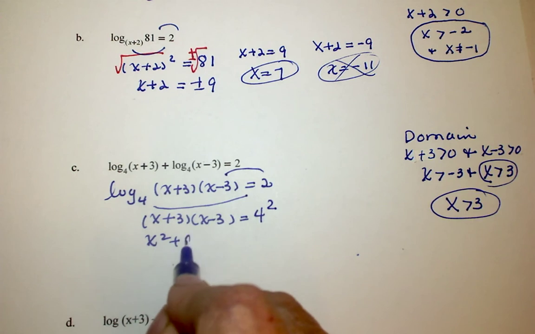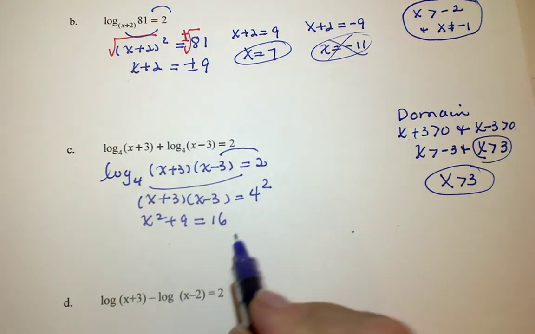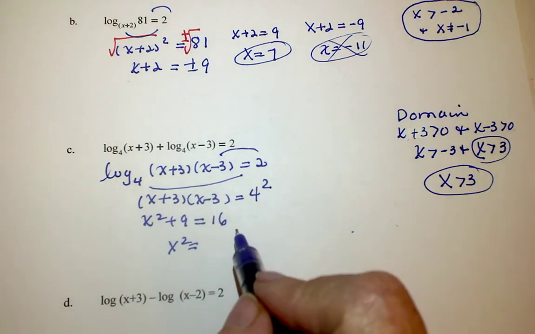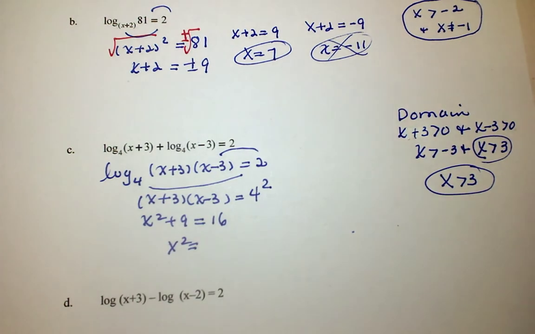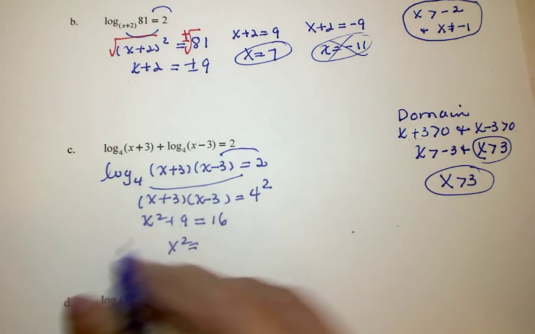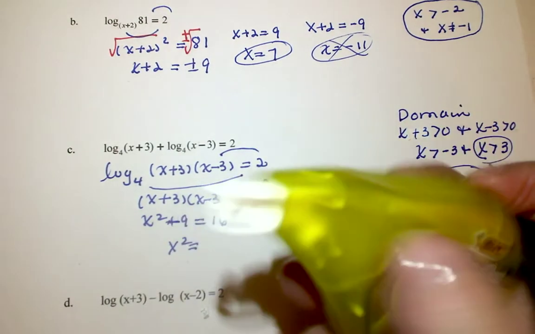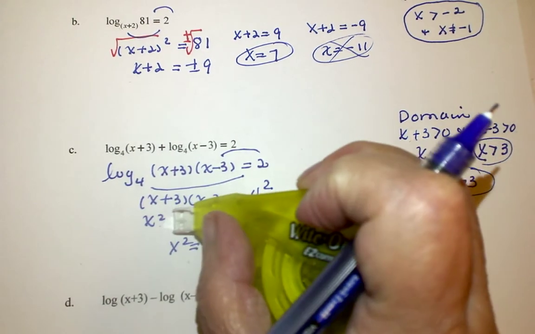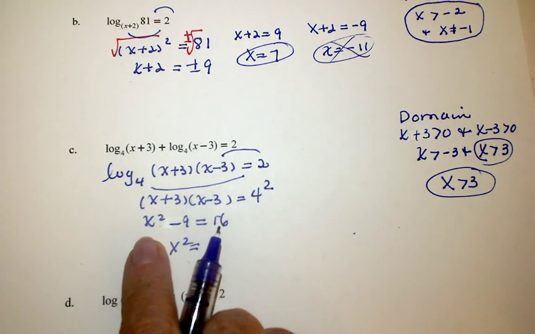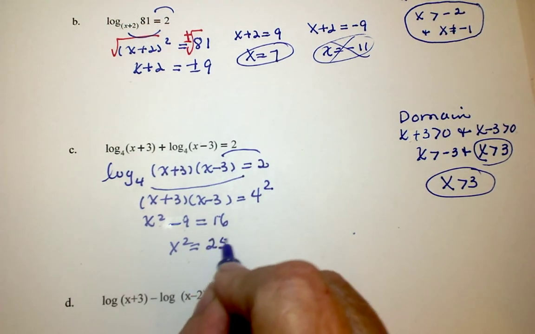x squared plus 9 equals 16. x squared equals, add 9, subtract 9. This should be a minus 9 right here. So that should be a minus 9. Let's make sure that looks like a minus. Sorry about that. Because x minus 3 times x plus 3 is x squared minus 9. Now add 9 to both sides and I get 25.